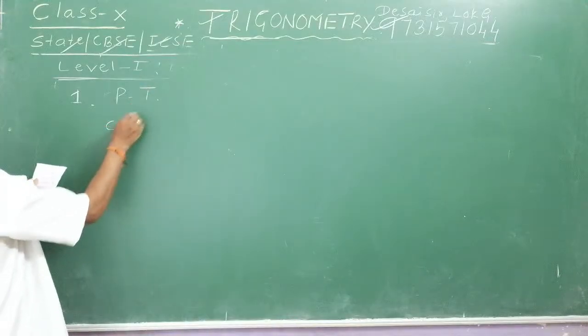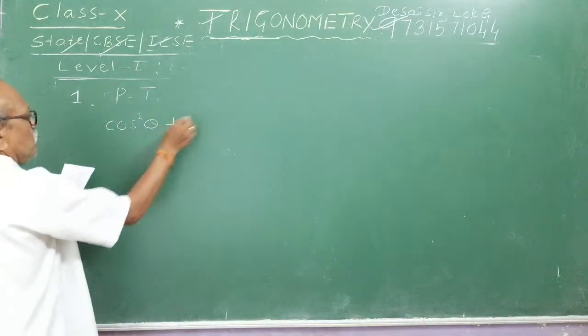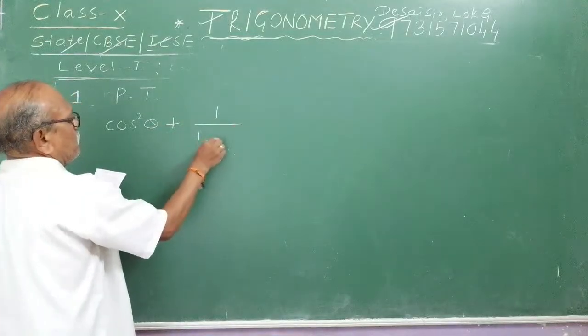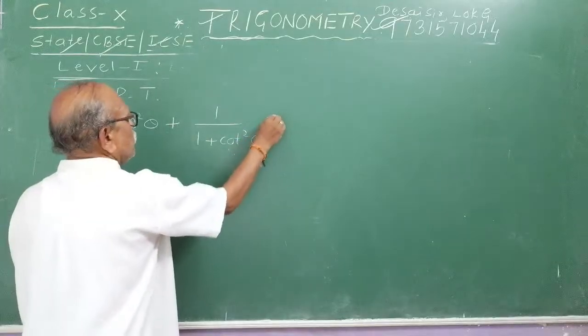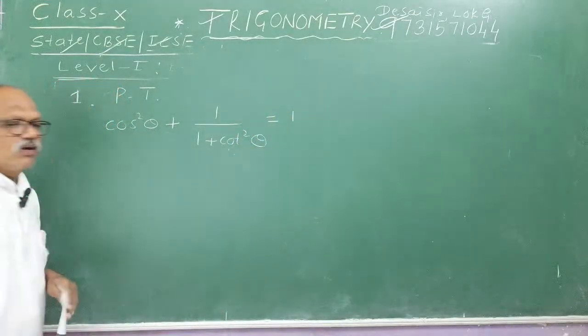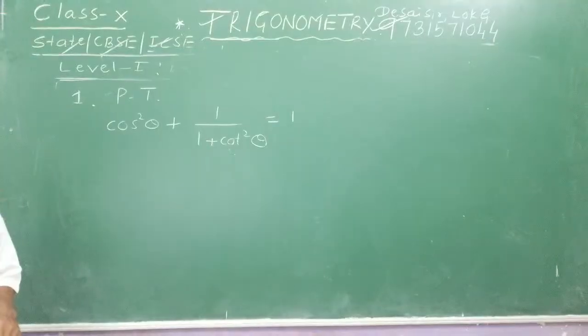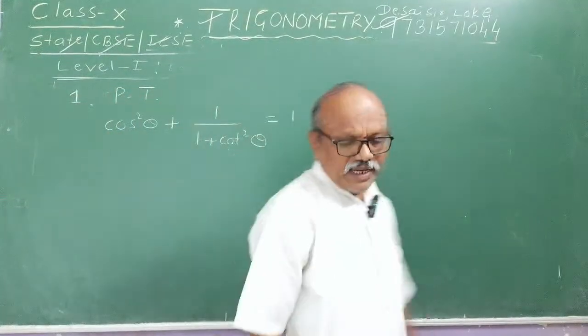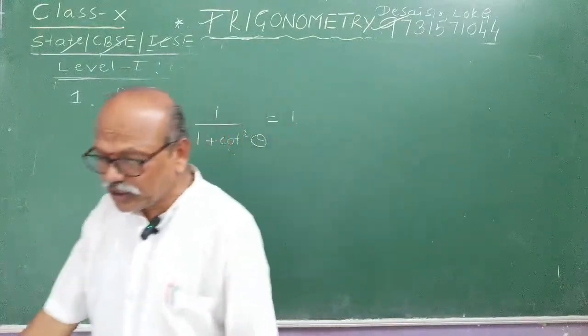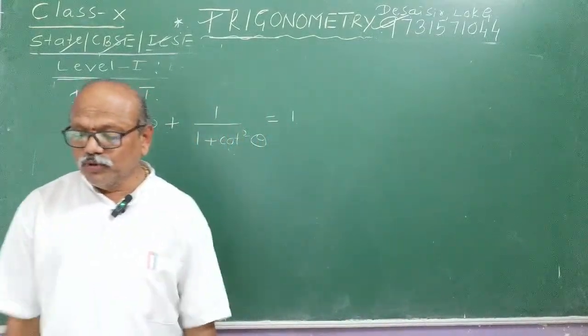Cos square theta plus 1 upon 1 plus cot square theta, level 1 questions, is equal to 1. You have got 30 seconds. You can start now. Your time starts. Take 30 seconds. Don't look at the board.